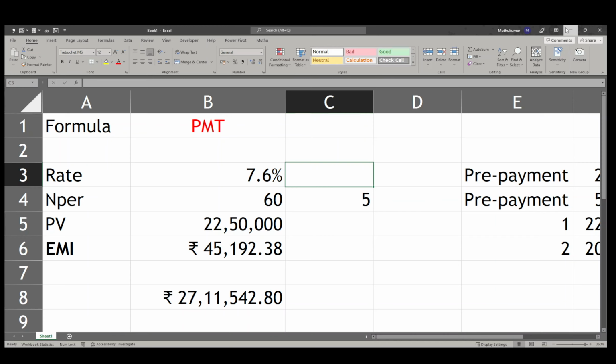You know something? The PMT formula is awesome. You want to know something? The PMT. What is the PMT? It's just the EMI. Let's take an example.